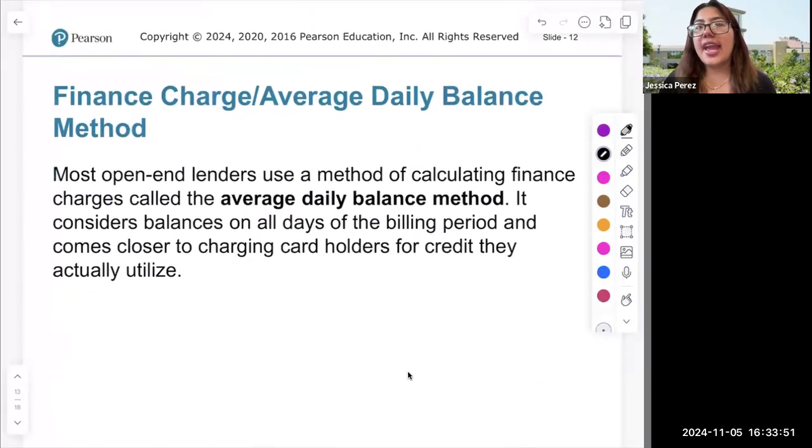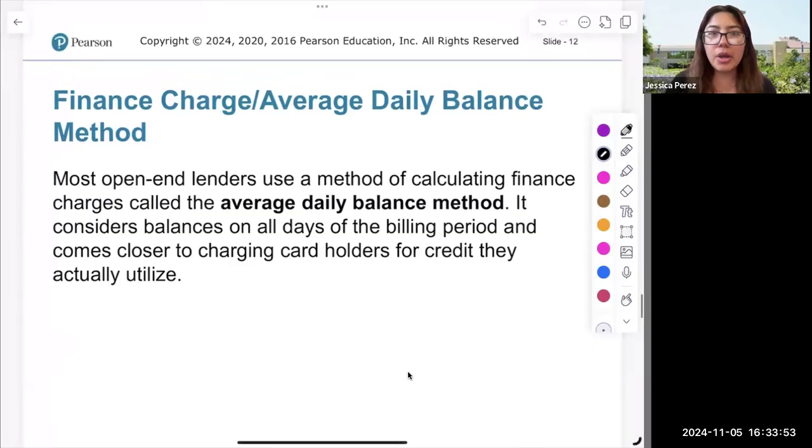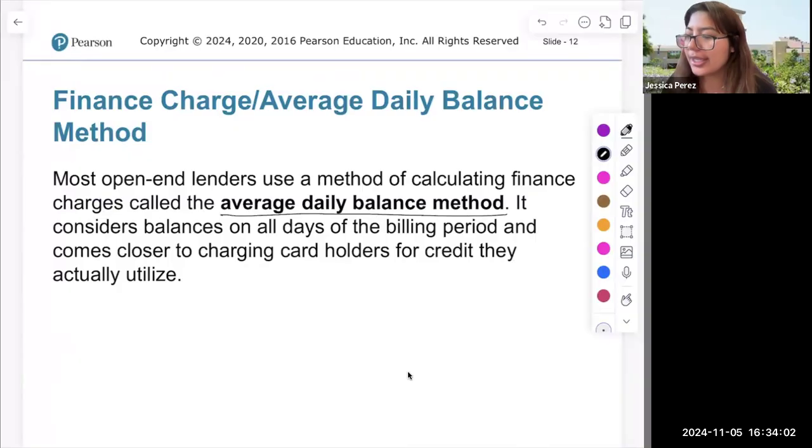Now, the finance charge: the average daily balance method. Most open-ended lenders use a method for calculating finance charges called the average daily balance method. It considers the balance on all days of the billing period and comes closer to charging the cardholder for the credit they actually utilize. So they charge you based on how much you owed each day. It's not what you've used for a few hours, but the accumulation. That is the average daily balance method.